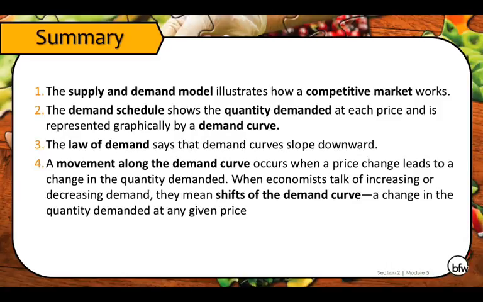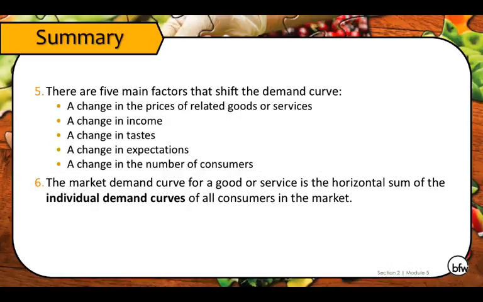And so now let's summarize what we've learned in this module, introducing the law of demand. We've learned, number 1, the supply and demand model illustrates how a competitive market works. The demand schedule shows the quantity demanded at each price and is represented graphically by a demand curve. The law of demand says that the demand curve slopes downward. 4th, a movement along the demand curve occurs when a price change leads to a change in the quantity demanded. When economists talk of increasing or decreasing demand, they are referring to shifts of the demand curve, a change in the quantity demanded at any given price.